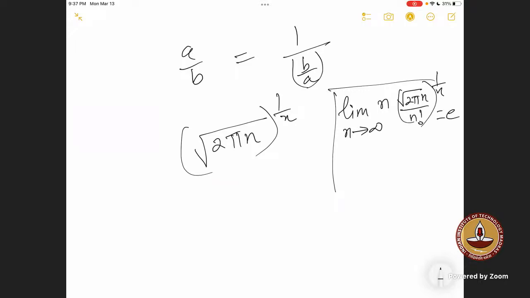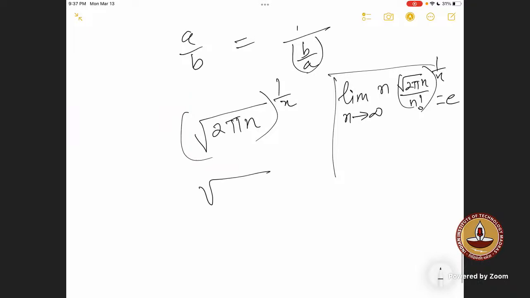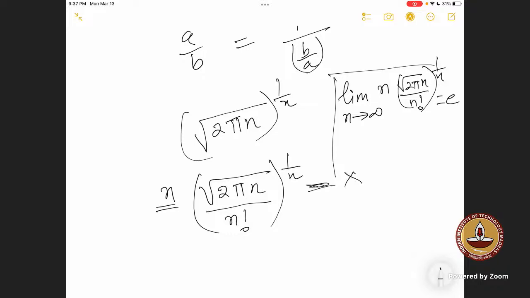Yes, sir. So what I'm doing is, just observe. This is 2 pi n. Here there is n factorial, so I put an n factorial here. And here there is n, I put n over here. So in order to compensate for n, I will divide by n. Is that okay?